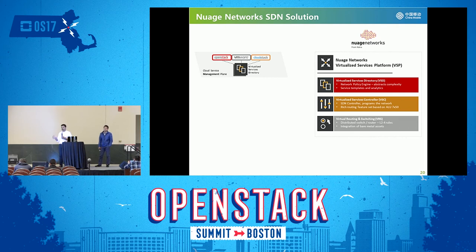It's also a multi-tenant solution, so you can have complete isolation between tenants for the different network functions using the same infrastructure and platform.